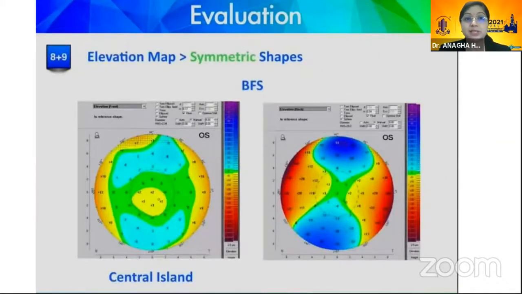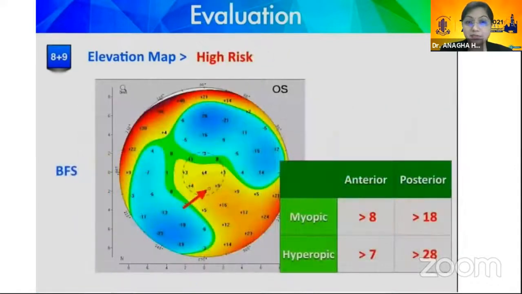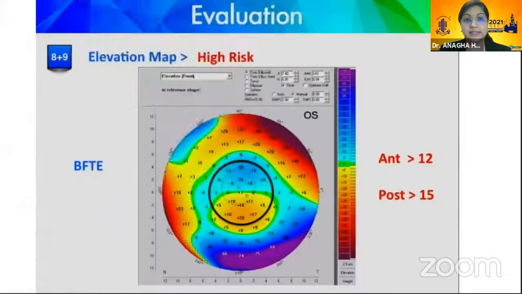The elevation maps are usually a symmetrical map like this, usually compared with a best fit sphere, and a high risk case would be if there is an elevation of more than 8 microns on anterior elevation, 18 microns on posterior elevation for a myopic cornea like this. You could also have comparison with a best fit toric ellipsoid instead of a best fit sphere.